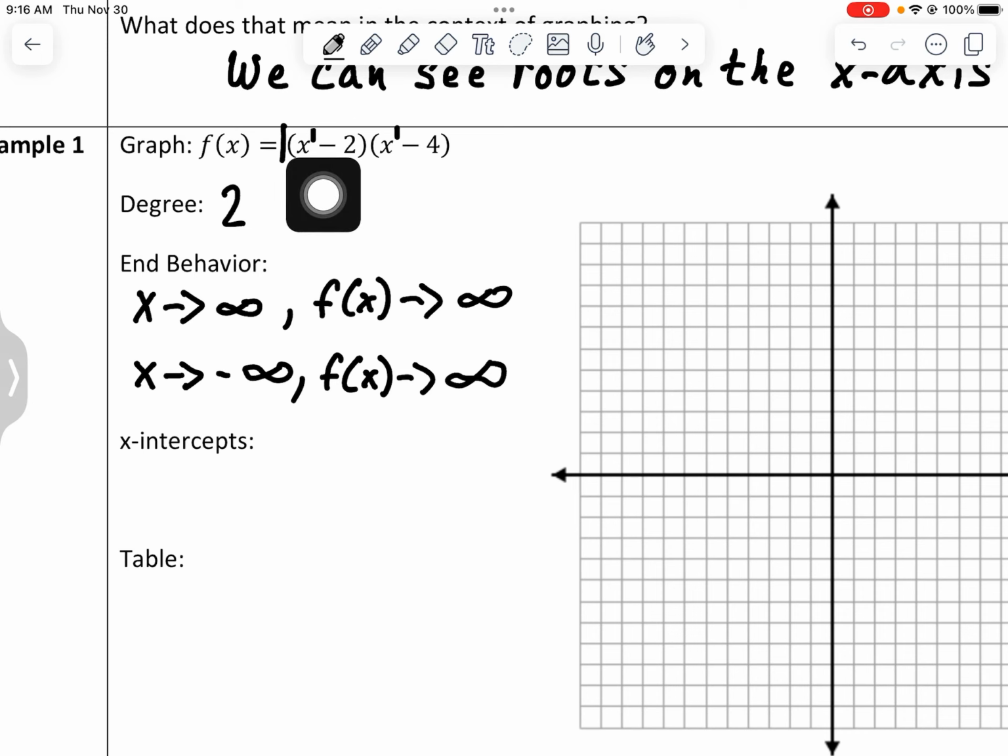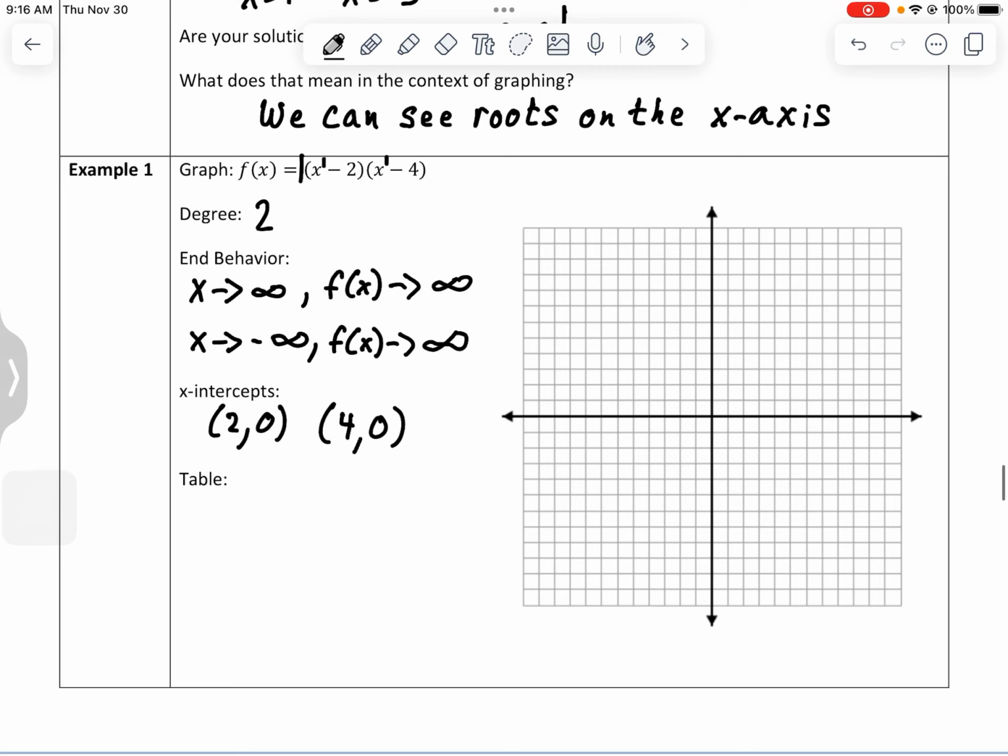The x-intercepts would be the 2 points, x minus the root, x minus the root. So it would be (2, 0) and (4, 0). They're positive because we think of the opposite. And we can plot those points. (2, 0) is over 2 right here. (4, 0) is right there.